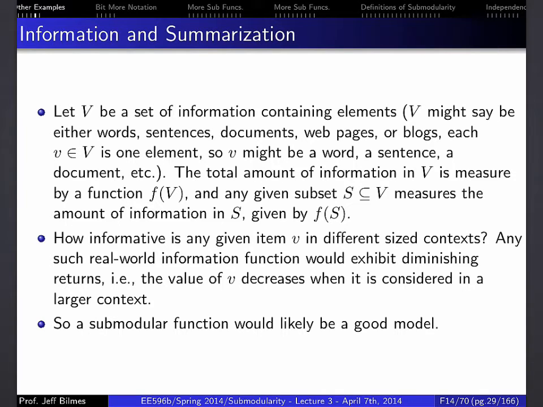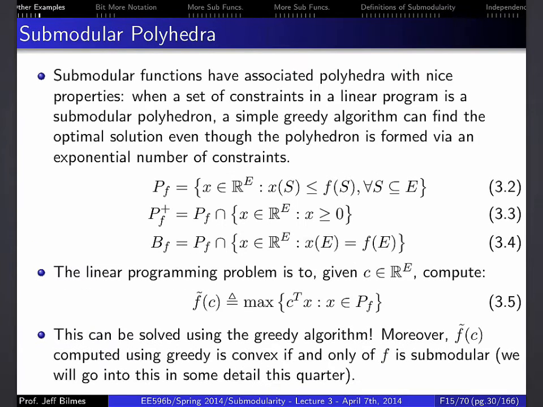All right. So then, summarization is another example for which it seems reasonable to utilize a submodular function, namely, if you've got a piece of information and you're interested in how useful that information is, well, the more information you've already got, the more chance that information is redundant with what you already have. And so submodularity is a very good model for summarization problems.